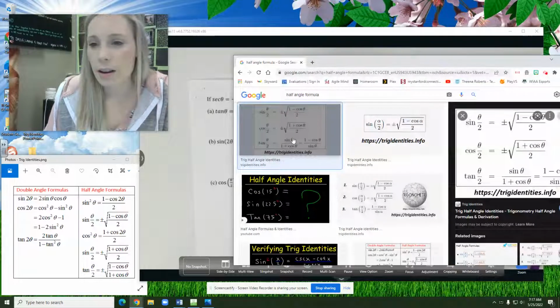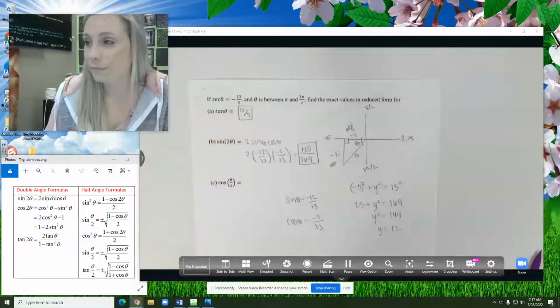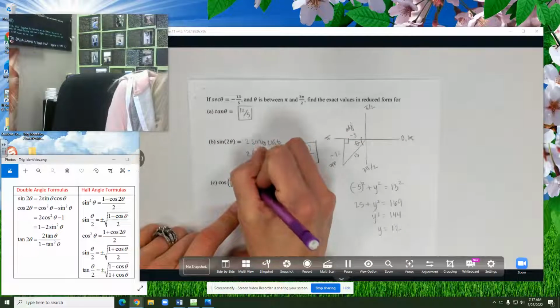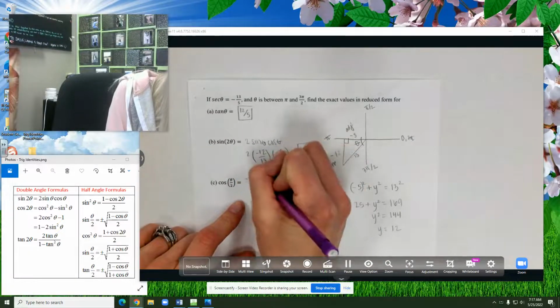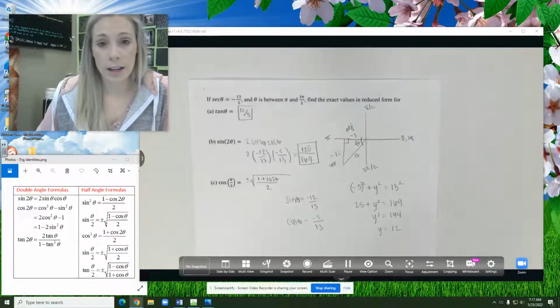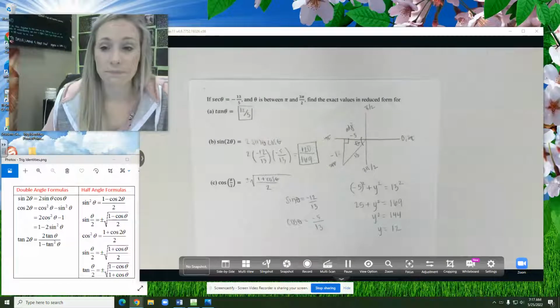And here they are. So our cosine half angle is going to be plus or minus the square root of 1 plus cosine of theta over 2. You're going to want to have that on your cheat sheet so that you can use that.